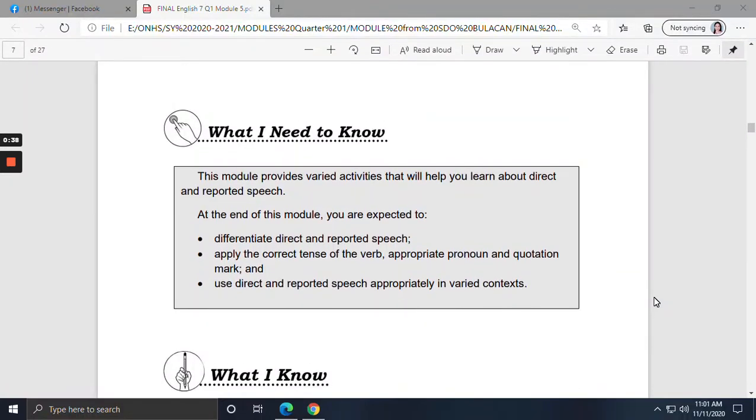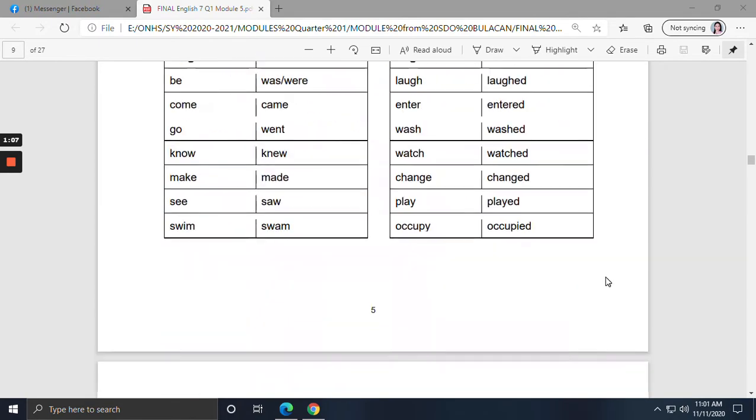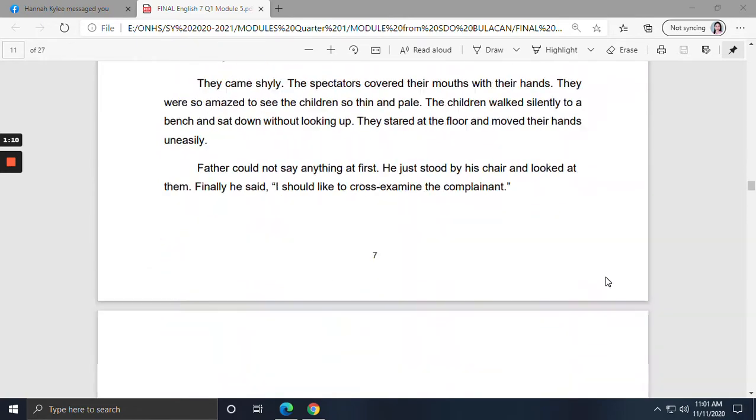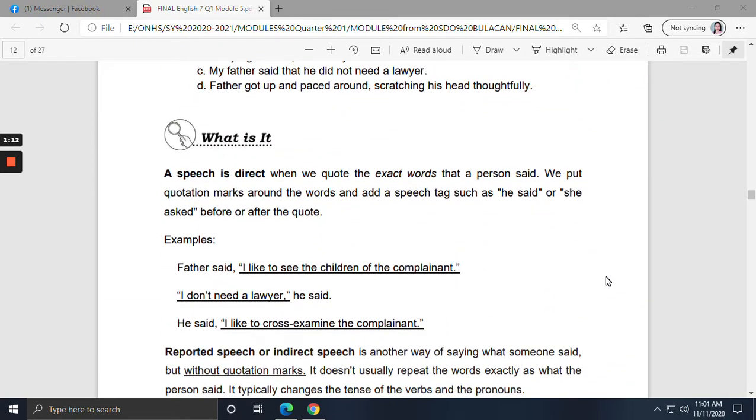Okay, so if you finish this particular module number 5, you are expected to differentiate direct and reported speech. You will know the difference between direct and reported speech. And also, you will be applying the correct tense of the verb, the appropriate pronoun to be used, and the use of quotation marks, and use direct and reported speech appropriately in varied contexts. So let us go directly to the What Is It part.